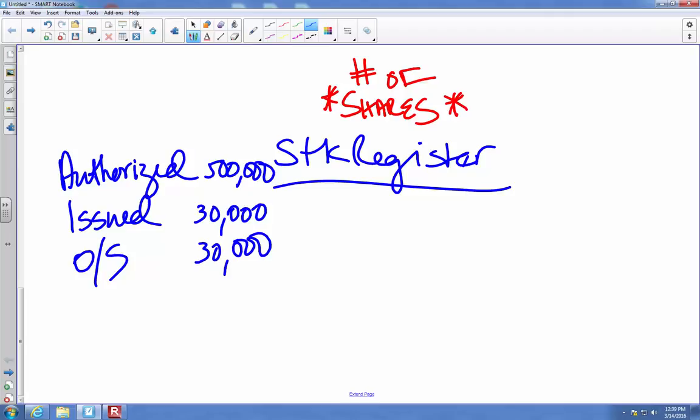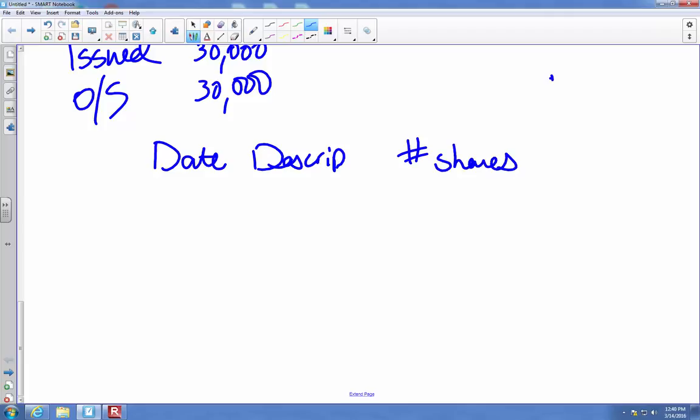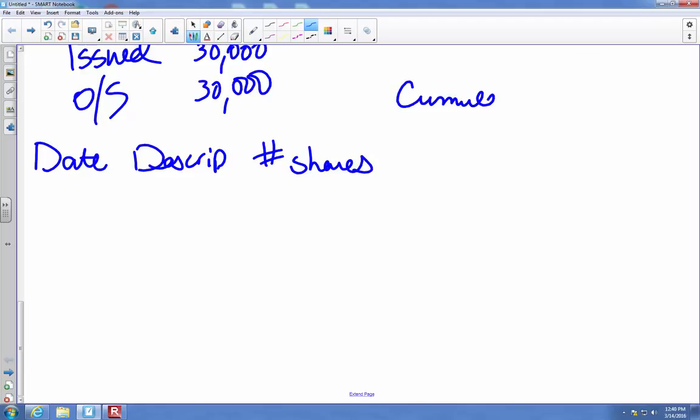But let's just play devil's advocate here and let's set up a stock register, and here's what your headings need to look like. You need to have date, description, number of shares, and cumulative number of shares. So when you set up your stock register for CHAMPS, this is what it's going to look like.